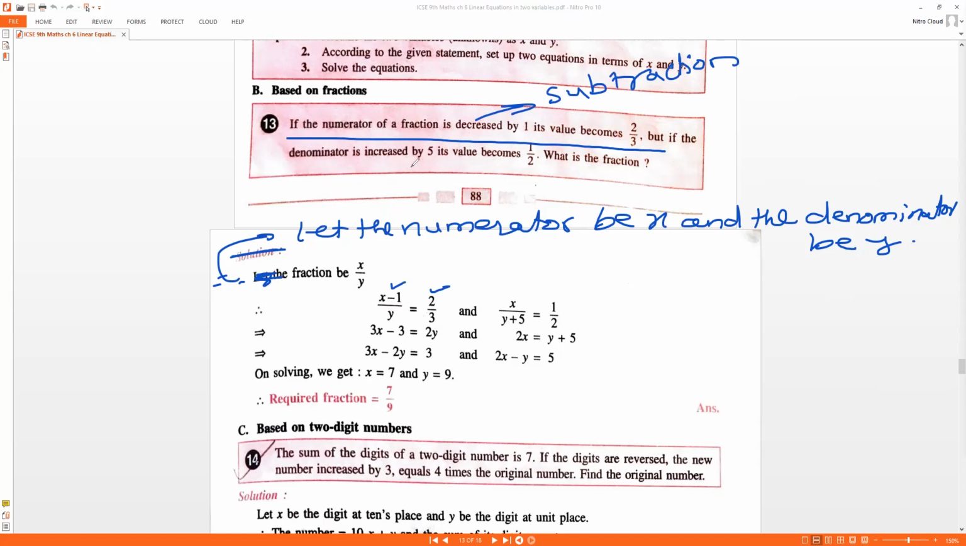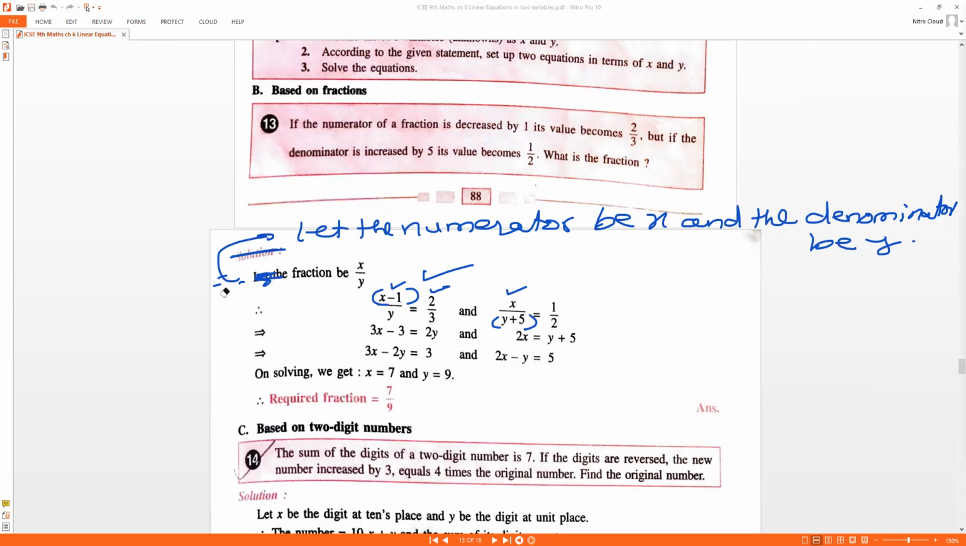But if the denominator is increased by 5, forget about this now. This is done. Now the numerator is x again. Go back to the original fraction. Now the numerator is not changed. The denominator is increased. What do you mean by increased? Addition. So x upon y plus 5 is equal to 1 upon 2. I will suggest you give brackets. Brackets are very important again, right? Are you getting the point, everyone?